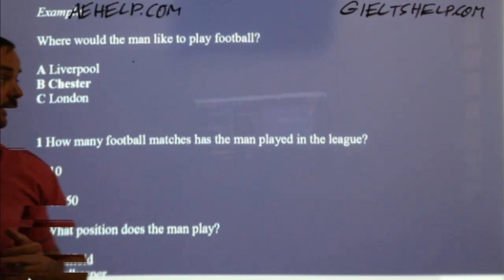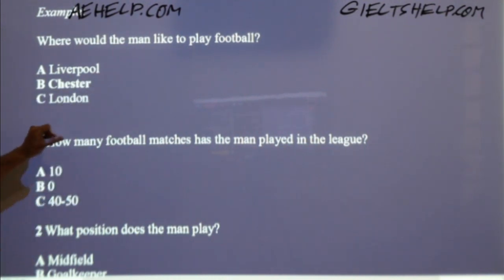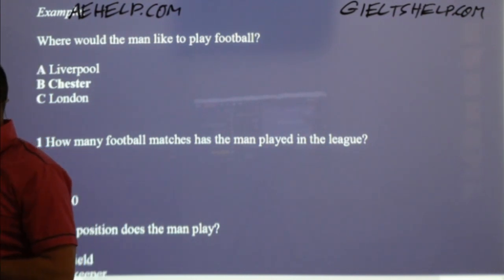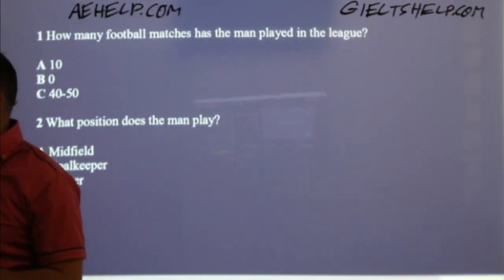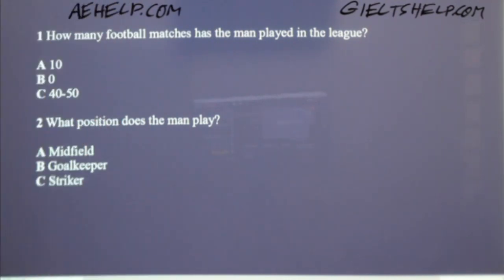Of course, the example was, where would the man like to play football? And the answer was Chester. Now, let's go through the questions 1 to 10, and then we'll discuss each one in a little bit more detail, where I will give you some strategies as well to help.